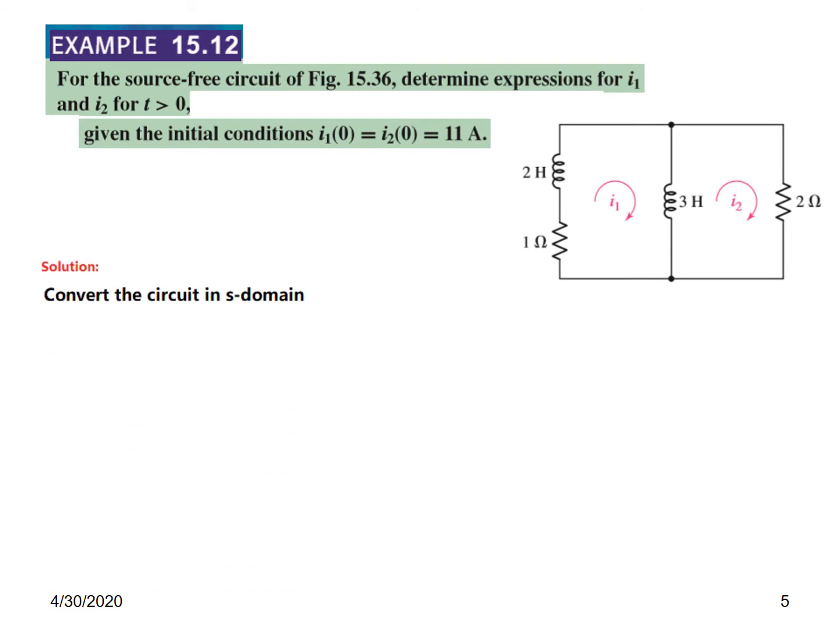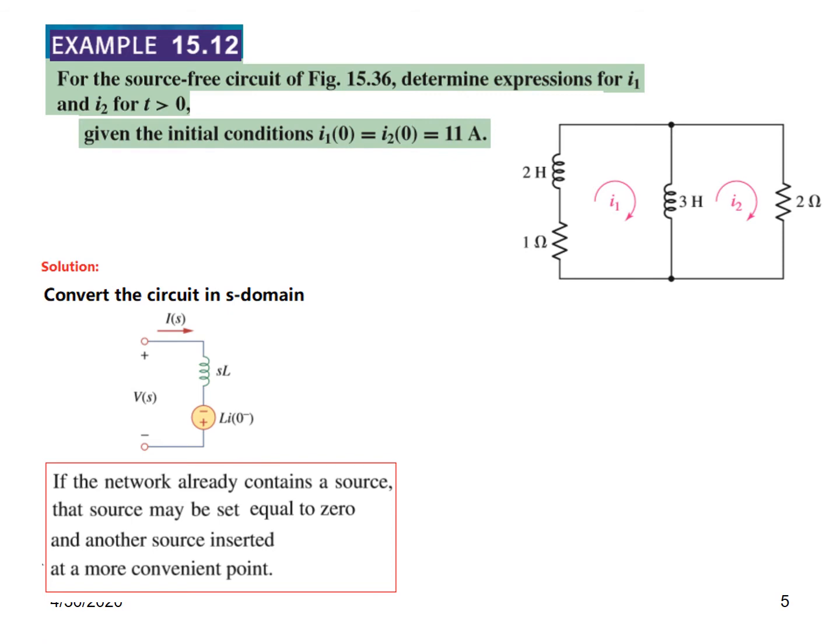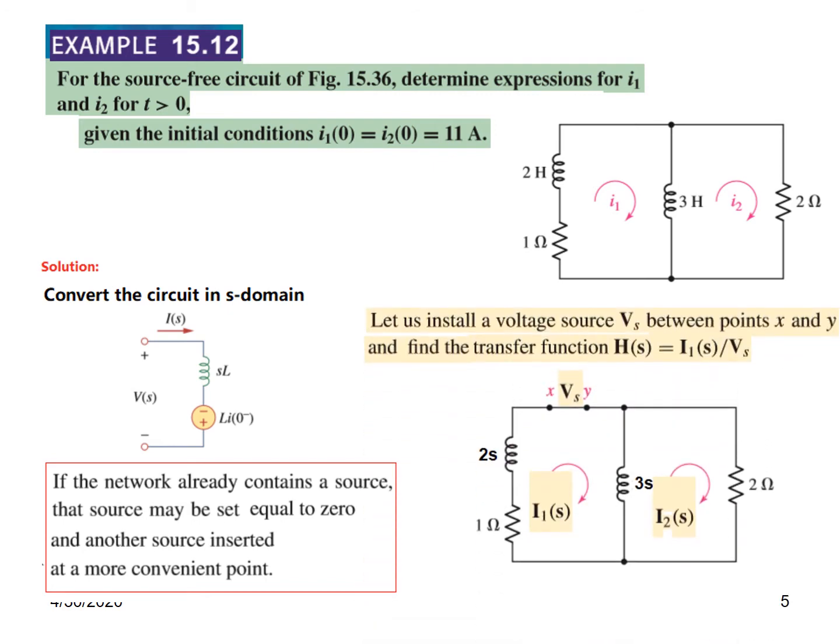So we'll convert the circuit into the S domain. And as we have learned, if the circuit has initial conditions, then inductors should be replaced by sL and there is a voltage source. But since we have just learned that if the network already contains a source, then that source may be set equal to 0 and another source inserted at a convenient point, therefore we will just ignore this, or set it equal to 0, in drawing the S equivalent circuit.